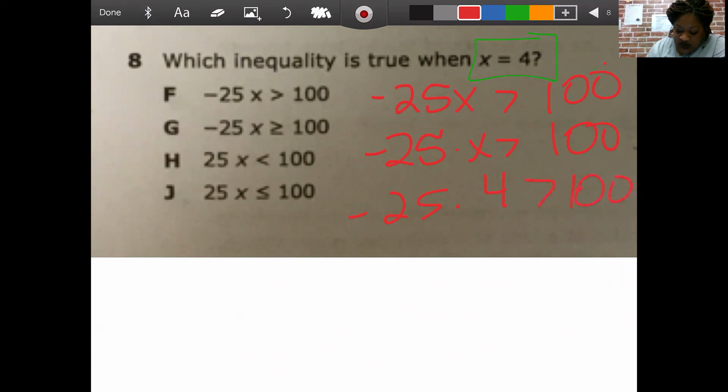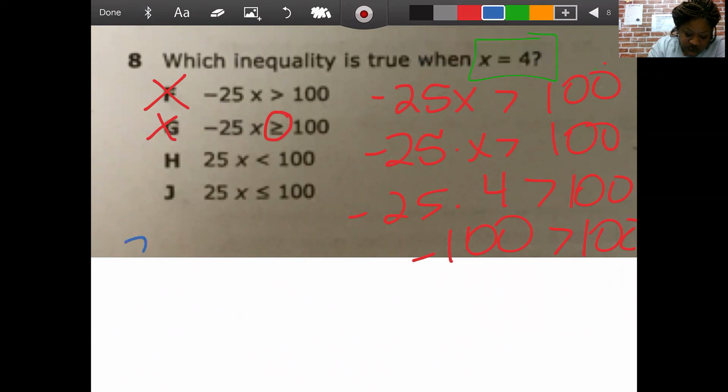And is that greater than 100? Well, a negative times a positive is a negative. Is a negative 100 greater than a positive 100? Absolutely not. A negative number will never be greater than a positive number. So guess what? We know G is not it because it's saying that a negative 25 times 4 will be greater than or equal to 100. That's not correct.